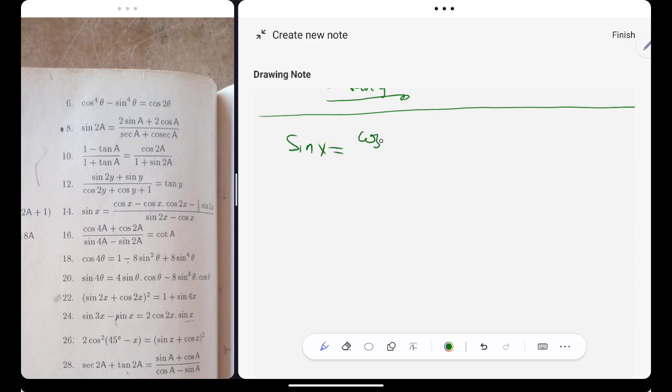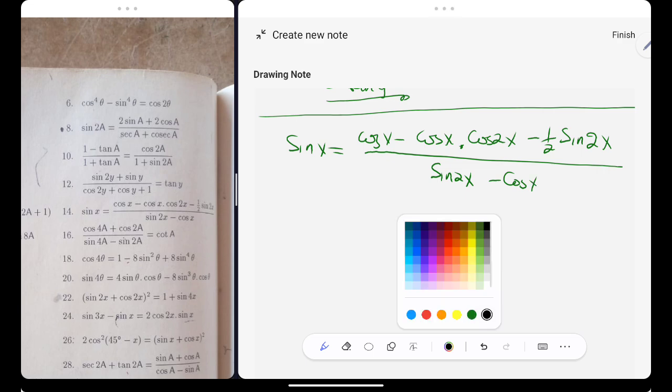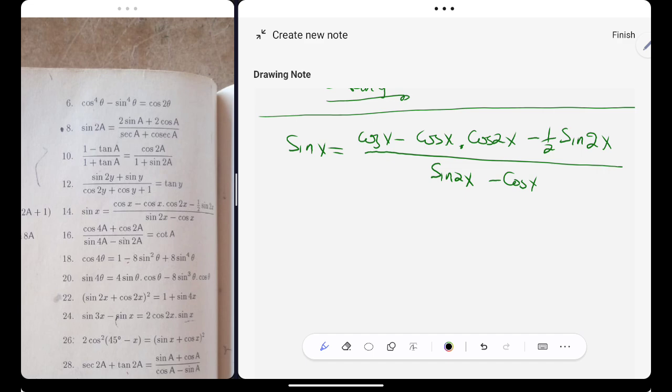Okay, I have cos x minus cos x times cos 2x minus 1 over 2 sine 2x. I'm supposed to show that the left hand side is equal to the right hand side. Obviously the right hand side looks complicated, so I'll simplify the right hand side first.